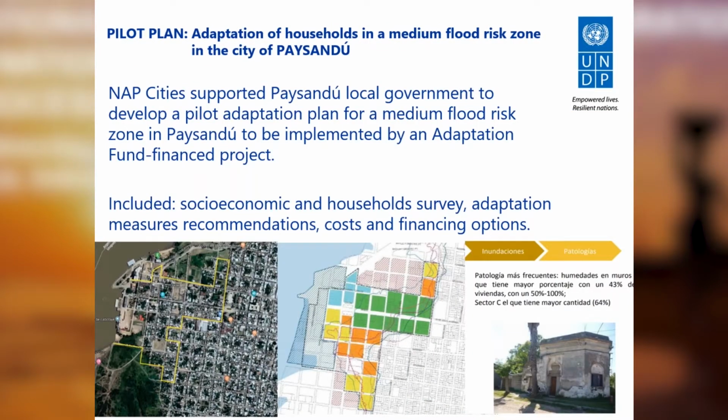Another example of integrating national and subnational adaptation within the NAP Cities project is the collaboration with the local government of the city of Paysandú to develop a pilot adaptation plan for a medium flood risk zone to be implemented by an Adaptation Fund financed project. So this pilot included a socioeconomic and household survey, adaptation measures recommendations, and costs and financing options for every household inside this medium flood risk zone. So this allows for a smooth implementation of this Adaptation Fund financed project.